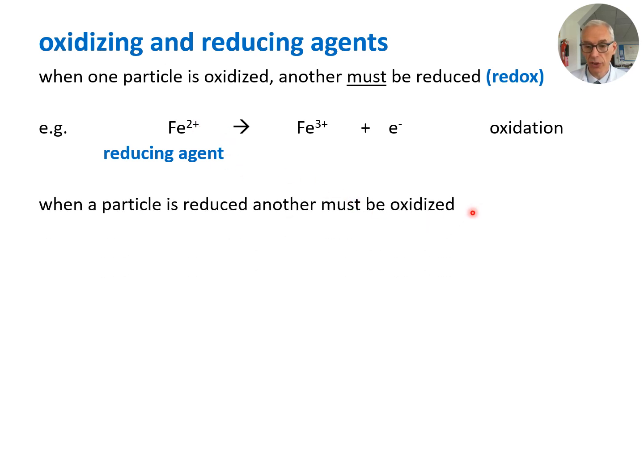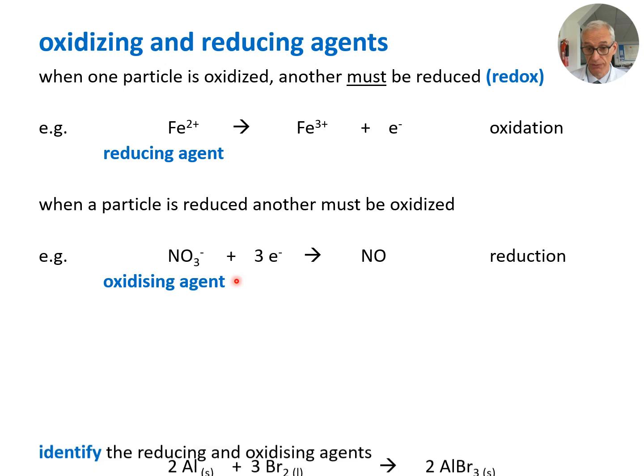Similarly, when a particle is reduced, another must be oxidized. So if we look at the nitrogen within the nitrate ion going to form nitrogen monoxide, from oxidation state +5 to oxidation state +2 by gaining 3 electrons, well, some other particle must have lost those electrons and been oxidized. So we would refer to the nitrate as an oxidizing agent.